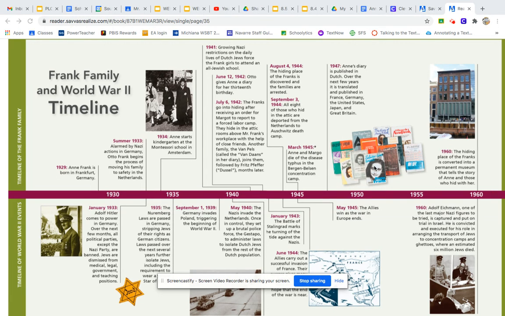So we're looking at this to relate how the Frank family ties in with the events of World War II. To give you some context here, the timeline starts in 1929 when Anne Frank is born in Germany. However, on the timeline of World War II events, we need to go back a little bit further.